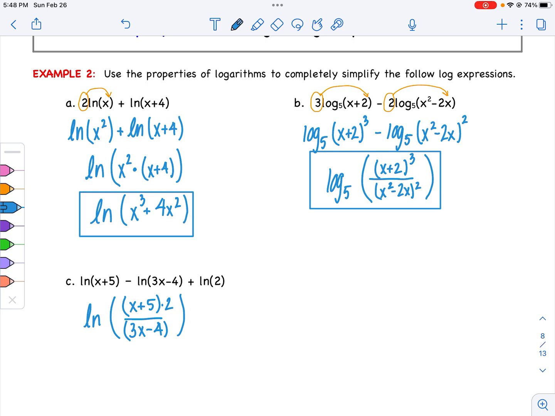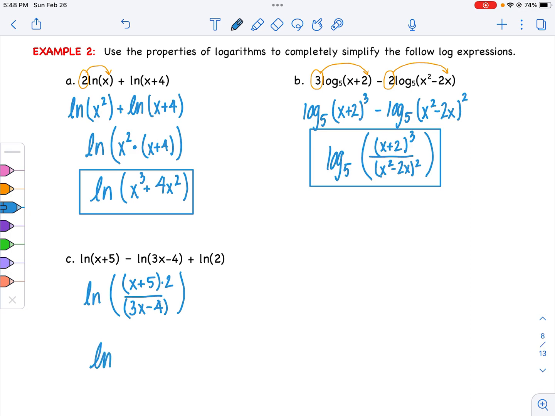I know that looks kind of weird, so what I might do, ln of 2x plus 10, distribute that, and leave the 3x minus 4 on the bottom. So again, a really key fact, if it has a subtraction sign, that term goes in the bottom. If it has a positive sign in front, that means you multiply in the numerator.